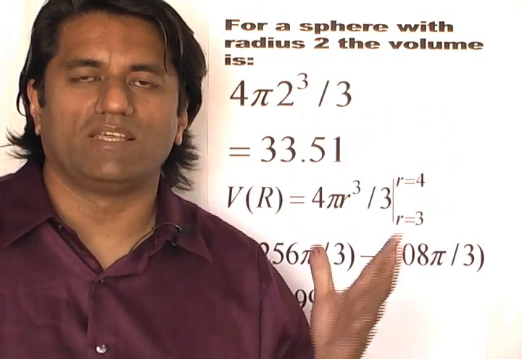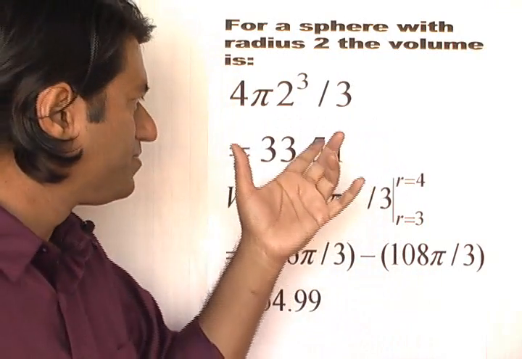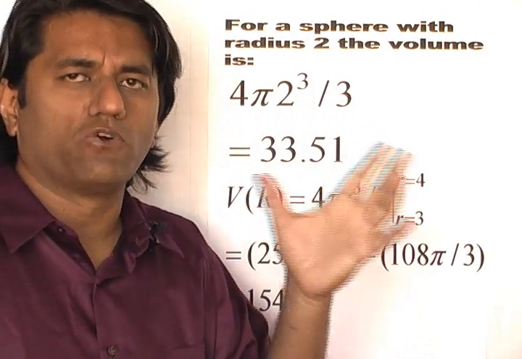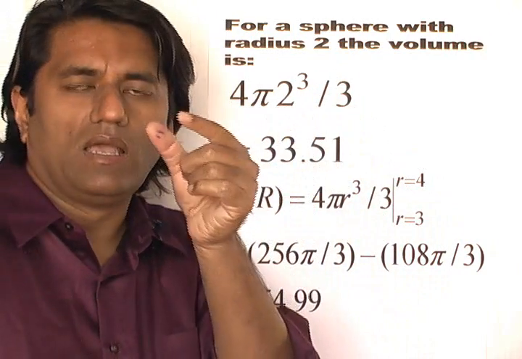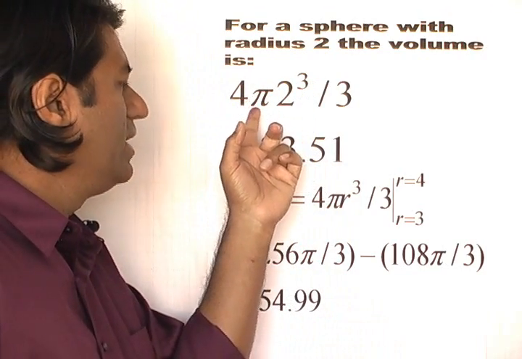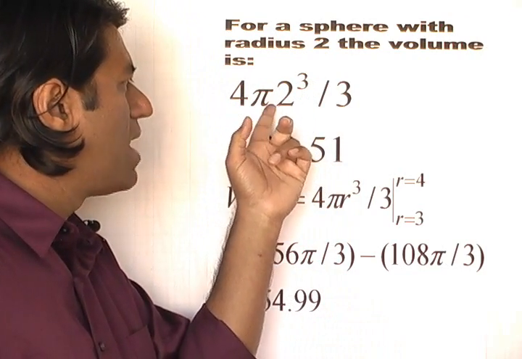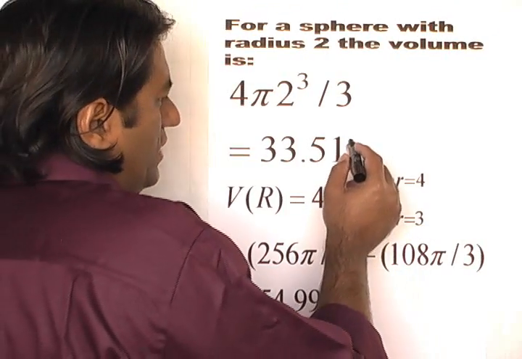Now what about the closed form solution for the volume of a sphere? You have that to be 4/3 pi r cubed. So let's say if the radius was 2, then that will be 4 pi into 2 cubed divided by 3, or that will be 33.51.